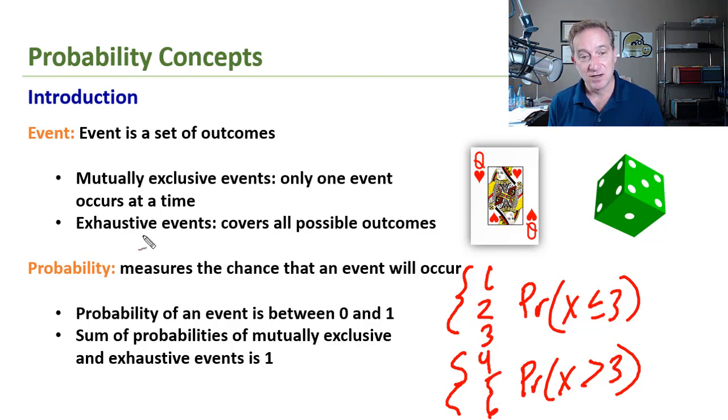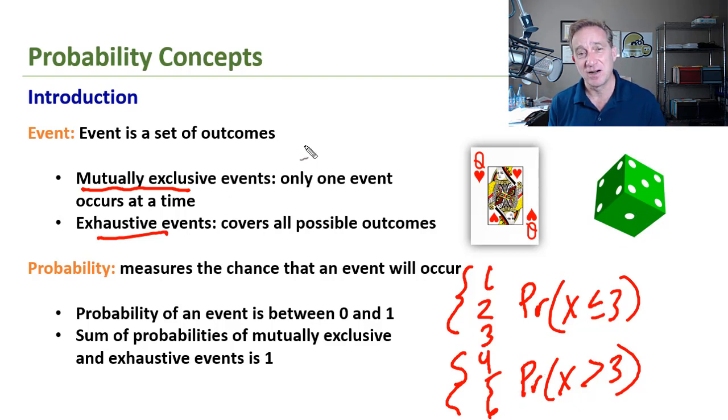And also notice these are exhaustive, because I only have 6 outcomes here, and every time I roll this die, I'm going to get one of these 2 events. And so you can see we have these concepts: mutually exclusive events means only one event can occur at a time. In other words, we can't simultaneously get both less than or equal to 3 and greater than 3. But also, these are exhaustive events. Every time I roll the die, I'm going to get one of these events.